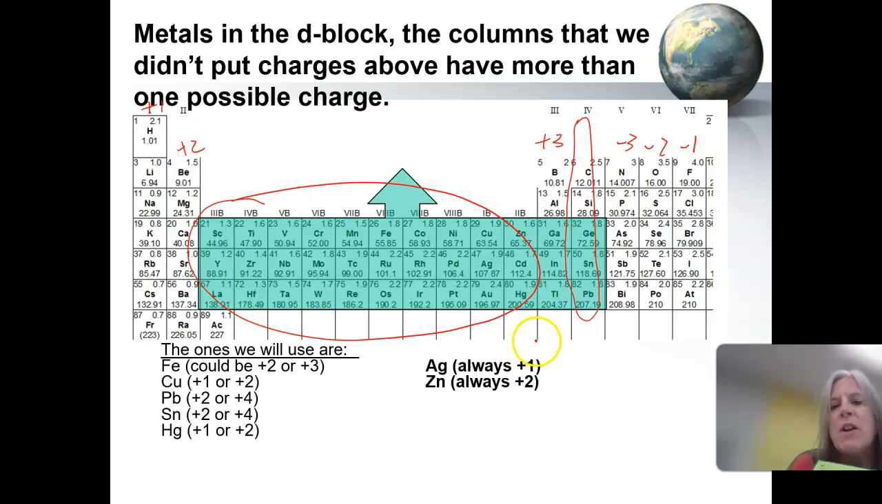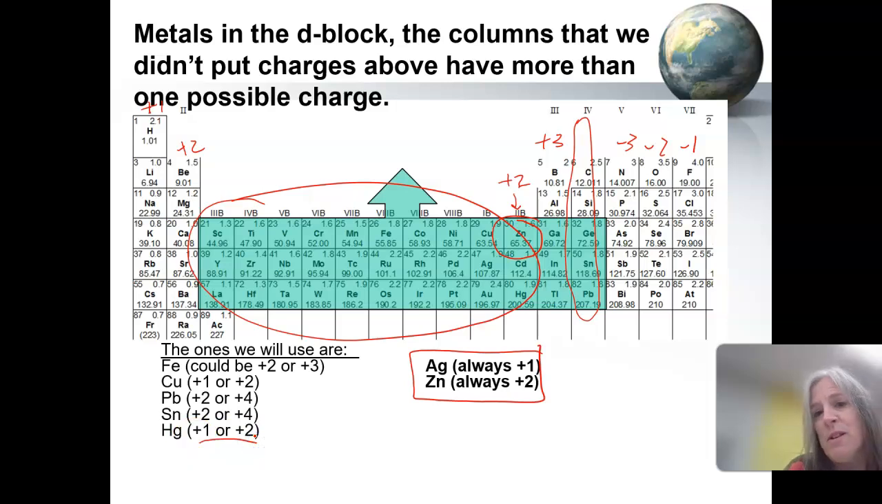Now, there are two elements we don't have to do this with, and that's silver and zinc. Zinc always happens to be +2, and notice that that's a Roman numeral 2. That doesn't apply to mercury, because mercury could be +1 or +2. And silver here always happens to be +1, and notice that's Roman numeral 1, and it always is +1. That doesn't apply to copper, because copper could be +1 or +2.